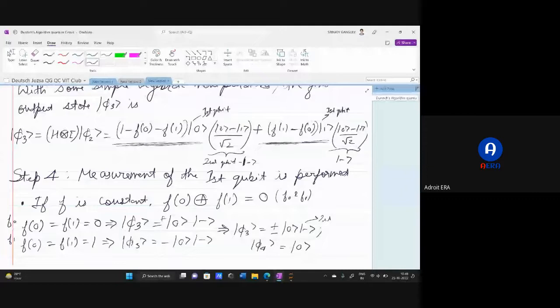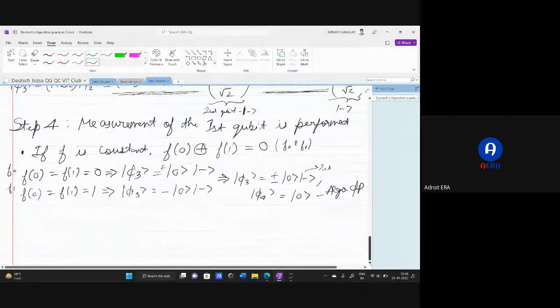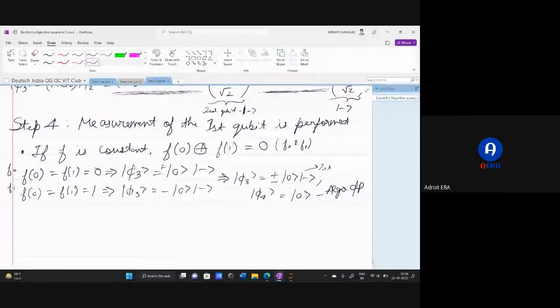So try to connect the idea which we studied yesterday. This is the algorithm output, which I taught you yesterday, and it indeed comes out to be ket 0. That means the function is constant. So this is a way of verifying. Now you already know that whenever the output is 0, therefore the unknown function in the oracle is a constant function.